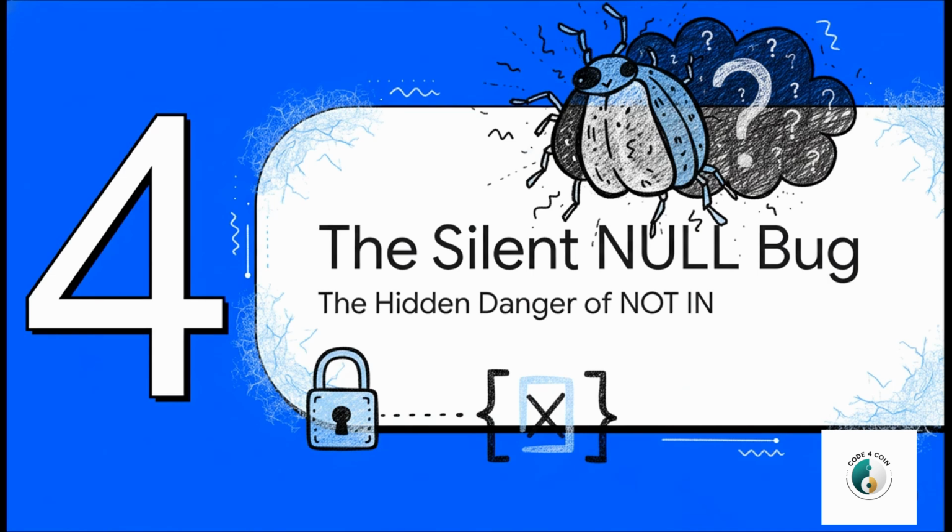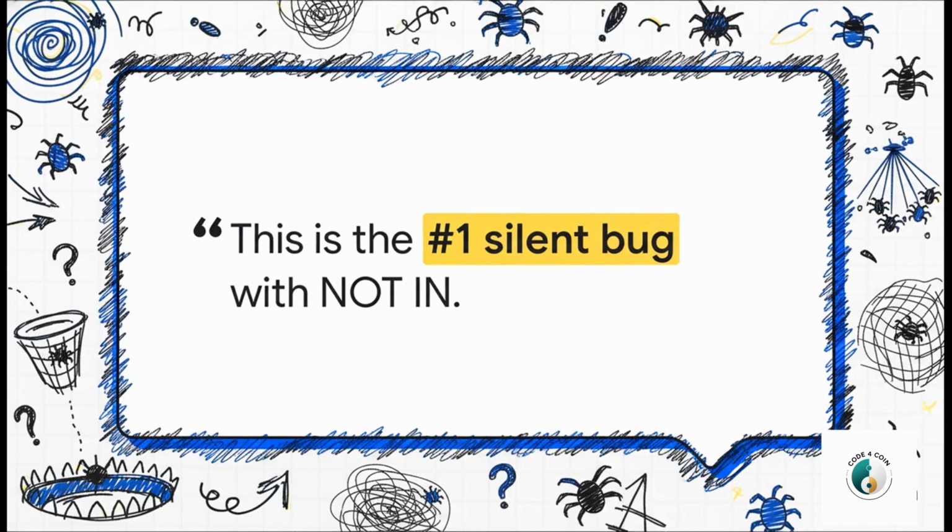Okay, everyone, I need you to lean in for this next part, because this is probably the most important thing we're going to talk about today. We are about to uncover that silent bug I mentioned at the very beginning, a hidden danger that is lurking inside the NOT IN operator. And look, don't just take my word for it. This is widely considered to be the #1 silent bug associated with this operator. This is the kind of thing that can have you pulling your hair out for hours, chasing a ghost in your data that isn't really there.